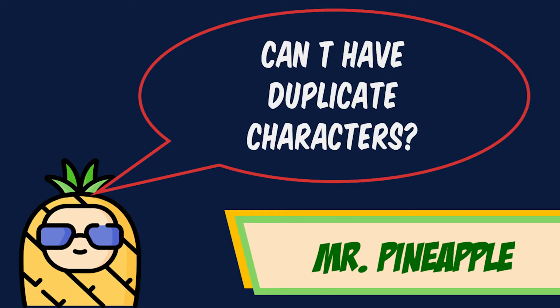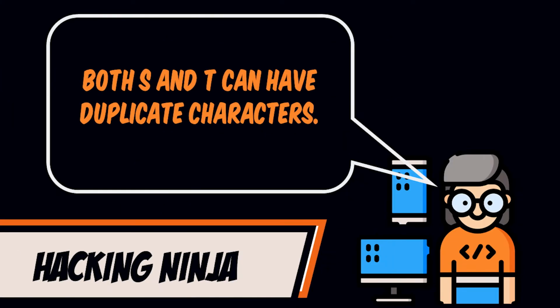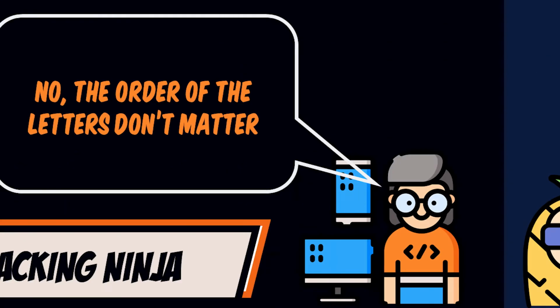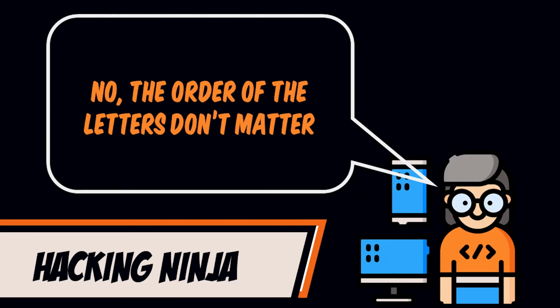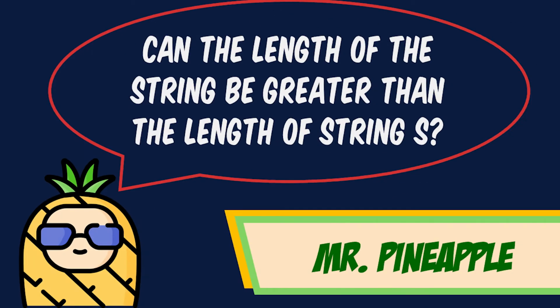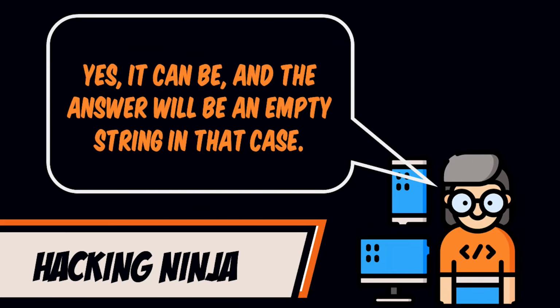Can T have duplicate characters? S and T can have duplicate characters. Does the order of the alphabets matter? No, the order of the alphabets does not matter, and we can return the substring which looks completely different from the string T but just has all the characters. Can the length of the string T be greater than the length of the string S? Yes, it can be, and in that case, the answer will just be an empty string.